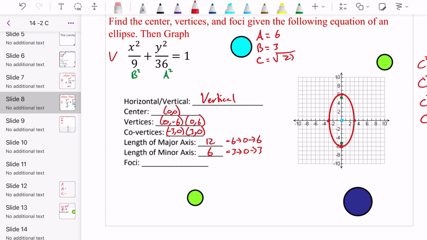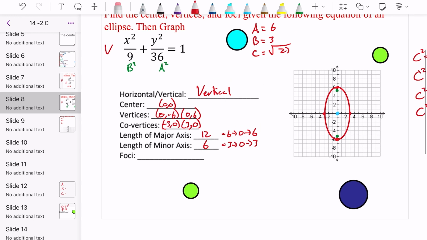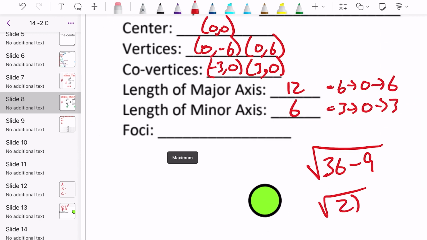So the foci itself would be the square root of 36 minus 9, which is going to leave us with 27. Now the foci are a distance of square root of 27, which means just slightly larger than 5. So if you have to write this down, this would be square root of 27.